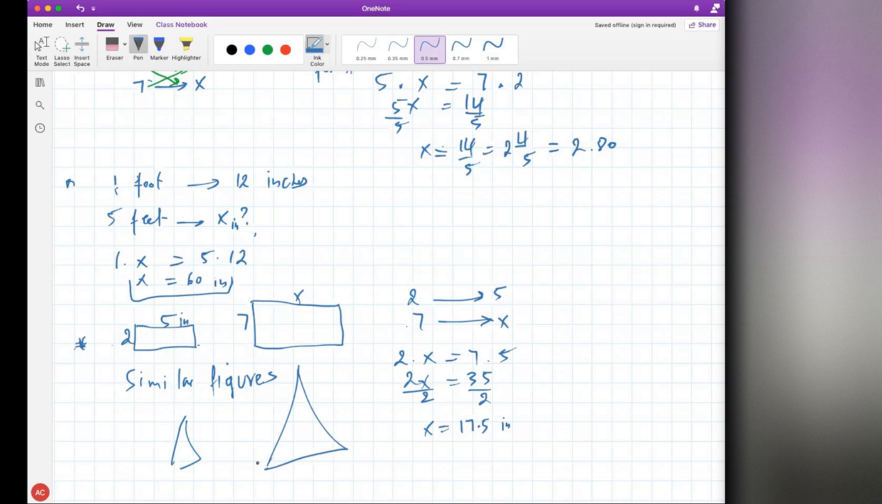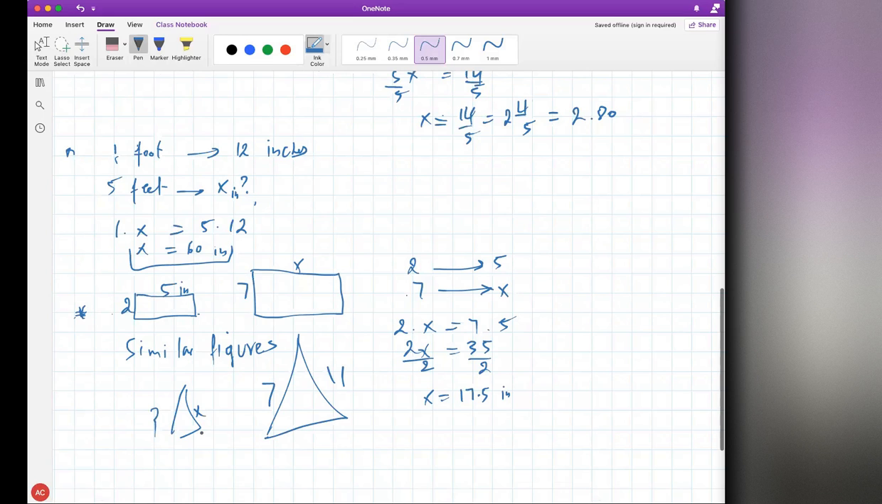One is bigger than the other. So for example, this is 3, this is 7. This could be x, and this is, for example, 11. Same thing, you can do two ratios out of this. Either 3 to x is the same as 7 to 11, or you can do 3 to 7, x to 11. As long as you do two ratios in the same way, then you cross multiply.